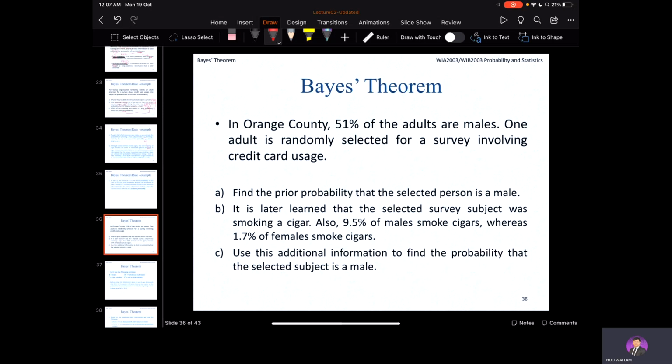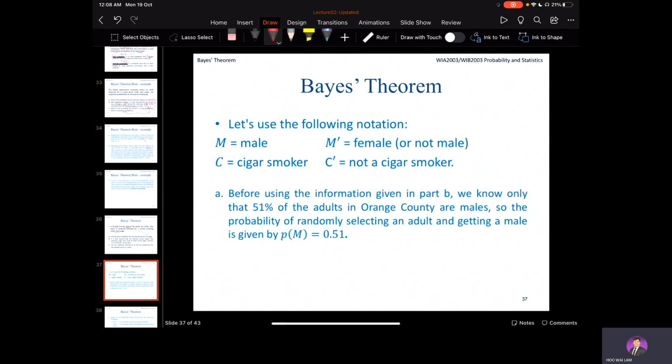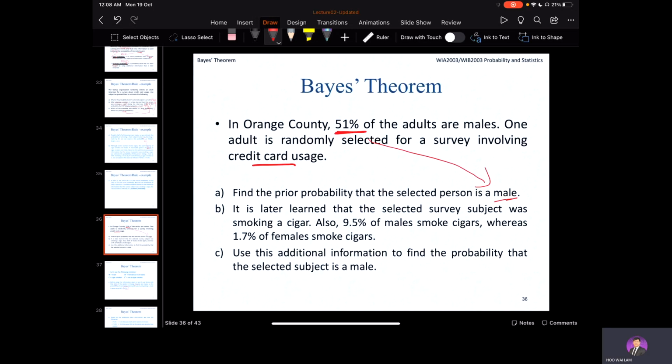So in Orange County, another example: 51% of the adults are males. One adult is randomly selected for a survey involving credit card usage. Find the prior probability that the selected person is actually a male. Prior probability, this one. You don't have anything else. You just know that 51% of the adults in Orange County are males. So in that case, 0.51 or 51% is your answer.